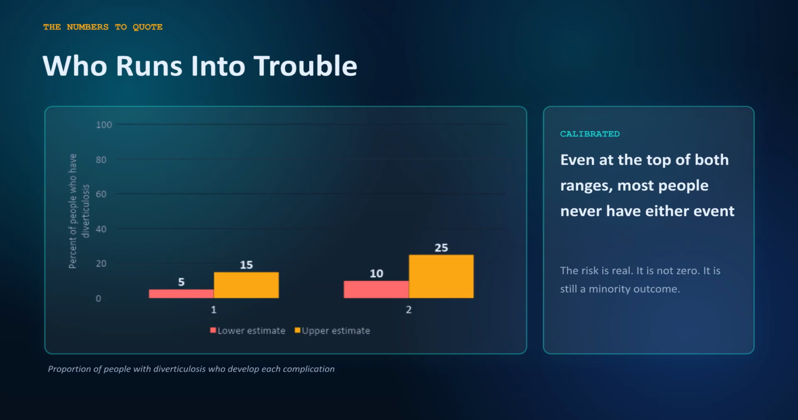So the message to your patient is calibrated reassurance, not a blanket promise and not a warning. The risk is real, it is not zero, and it is still a minority outcome. And remember, these are risks across a lifetime in a very common condition. So in absolute numbers, you will still see plenty of both.